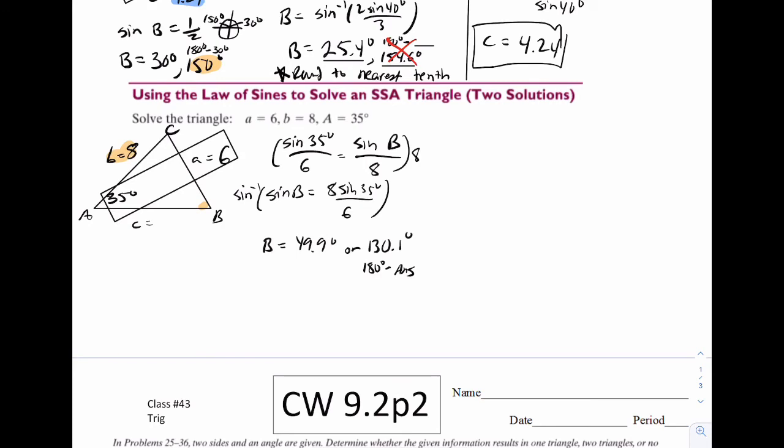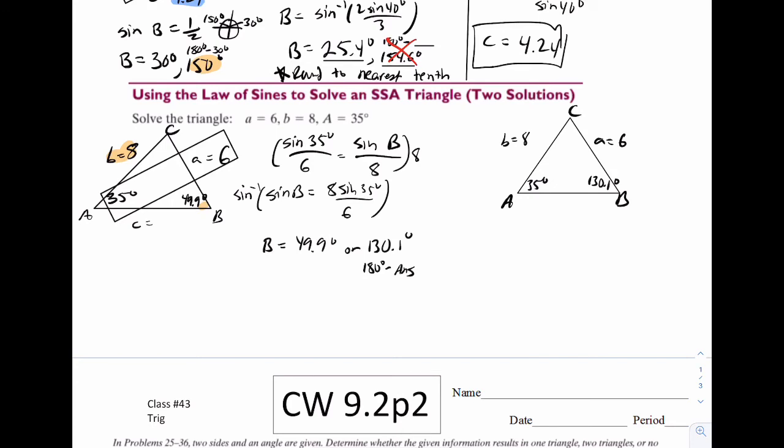So what you're going to notice at this point is both of these actually work. So 49.9 works, and imagine you plug in 130.1. That still works too, which means I'm going to draw a second triangle. So I'm just going to draw a generic triangle right there. There's a second one. I'll label it the same way. A, B, C. A is 6. This is 35. B is 8. Except I'm going to put 49.9 in this one and 130.1 in this one. And now we just got to finish it twice. So not a big deal. It shouldn't take us too long.